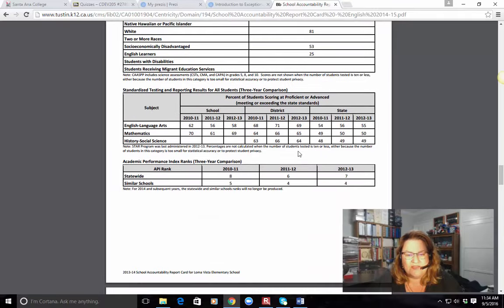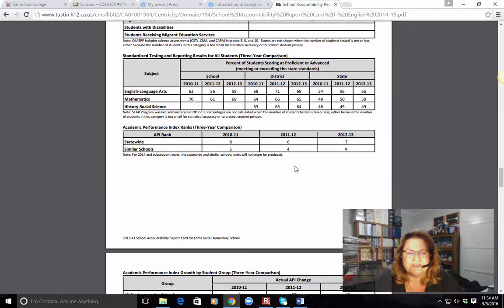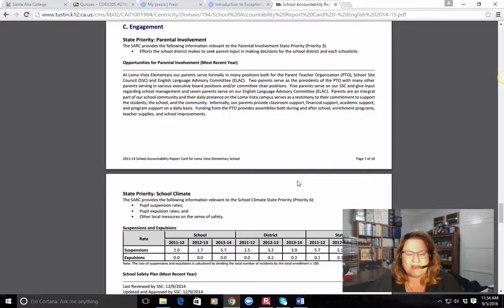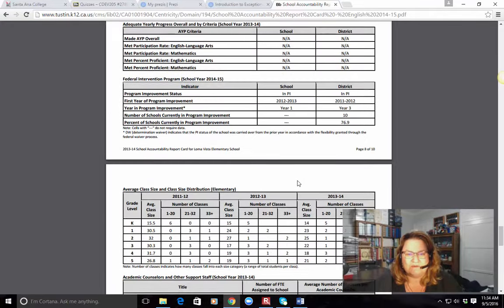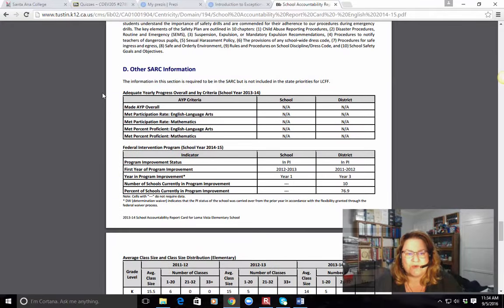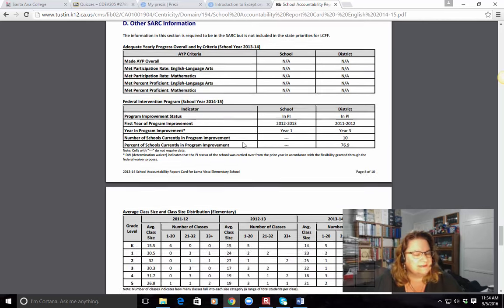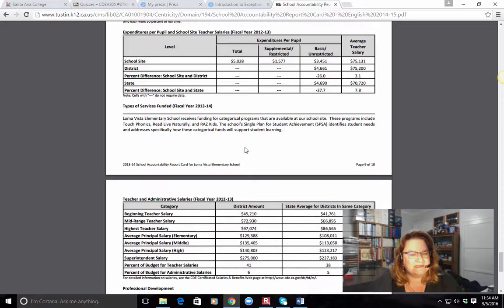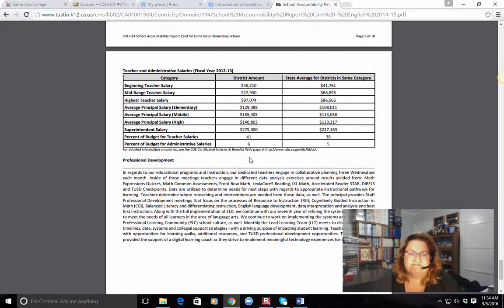Okay. I want to see what you guys see because there's a lot of different things that I see in here. But I also want to point out something kind of cool. This will tell you adequate yearly progress. All right. I want you to look at that. And also, let's see what else we got. Salaries. Beginning teacher salary. The district pays 45 and a similar district would be 41. So Tustin pays a little bit higher.